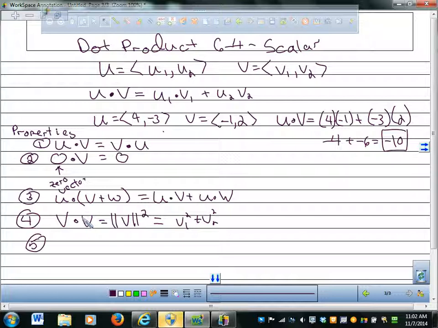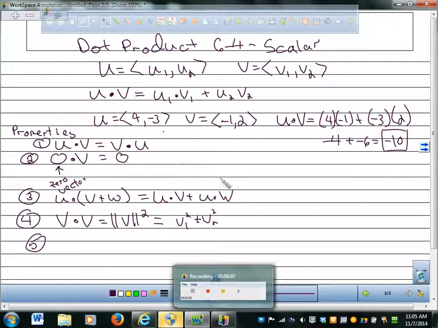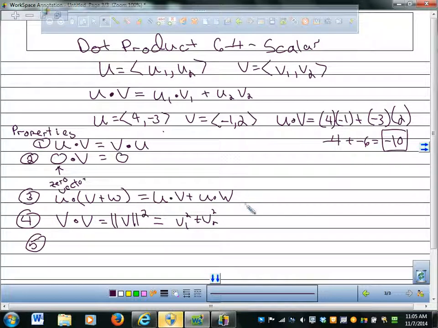What is W? W is just another vector. So W is some other vector.